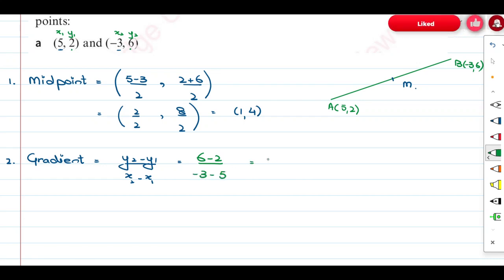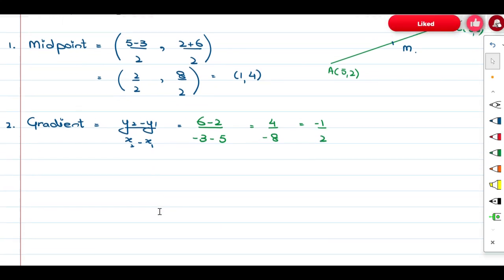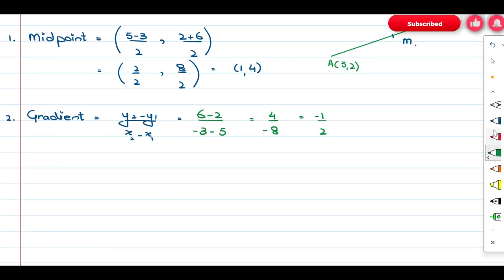From 6 take away 2 is 4, and minus 3 minus 5 is negative 8. 4 divided by negative 8 simplifies: 4 times 1 is 4, 4 times 2 is 8. This is the gradient of the line AB, right? Now in the next step we do the negative reciprocal.